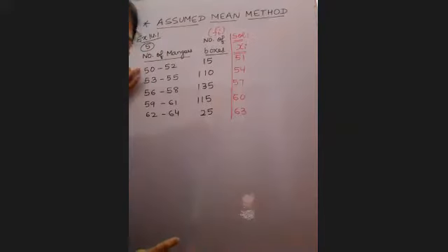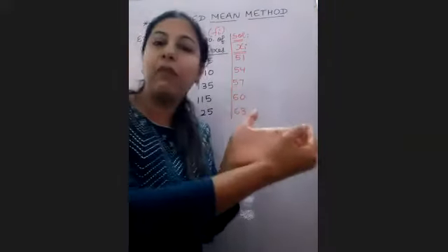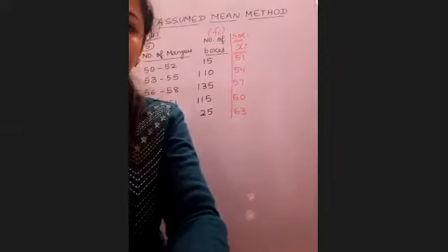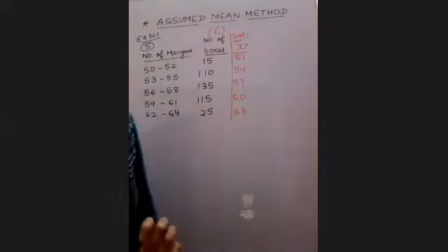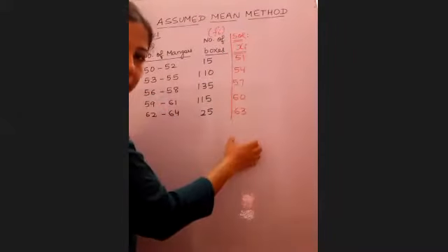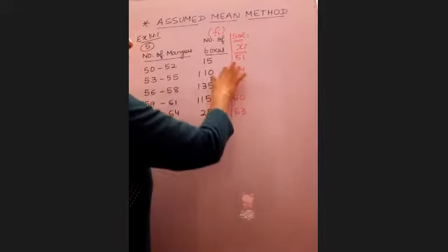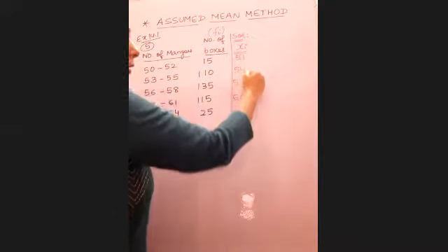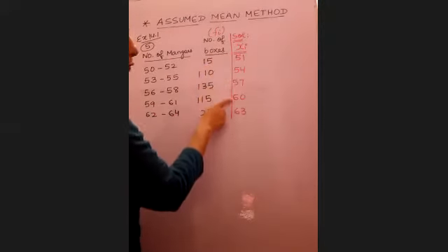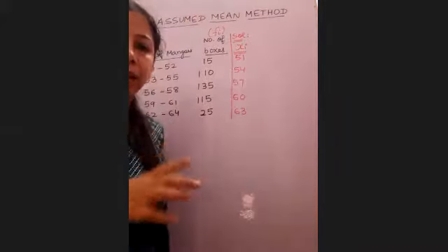The minimum value is 50, the maximum value is 64. So the mean would lie between 50 to 64, yes or no? Yes, ma'am. Now this is my xi, my class marks. Here only I'm going to assume. How many entries are there? 1, 2, 3, 4, 5. So preferably the middle value can be taken as the mean.